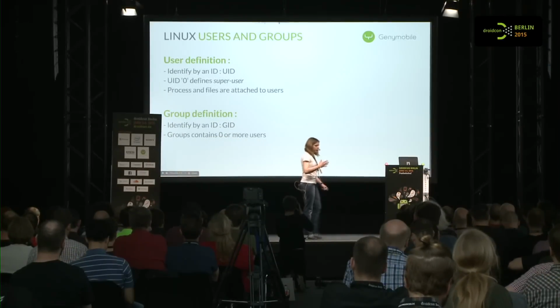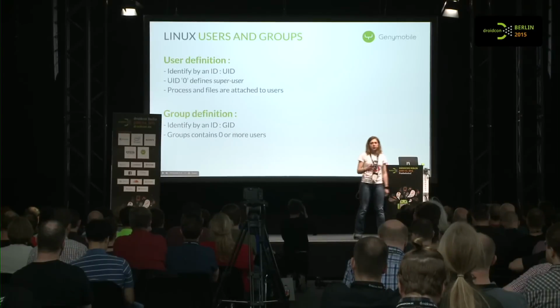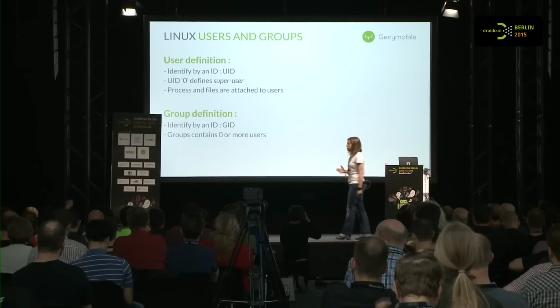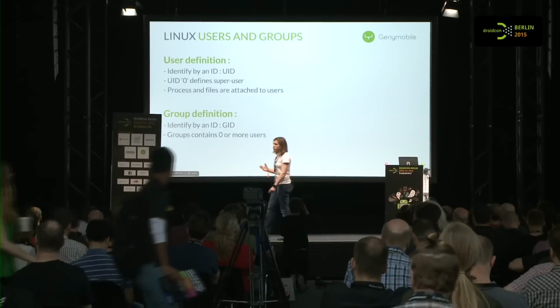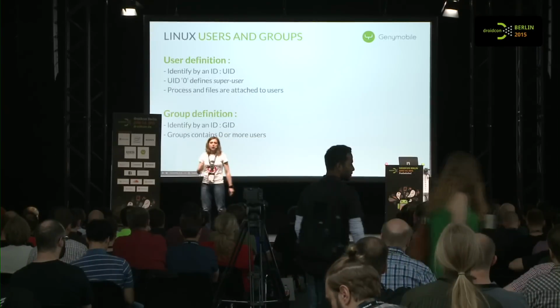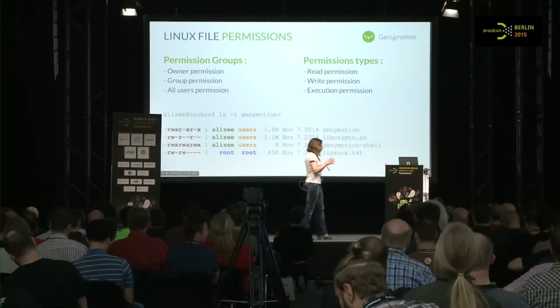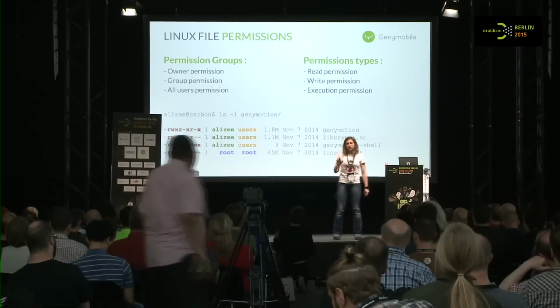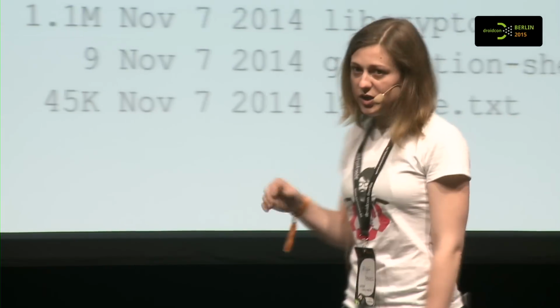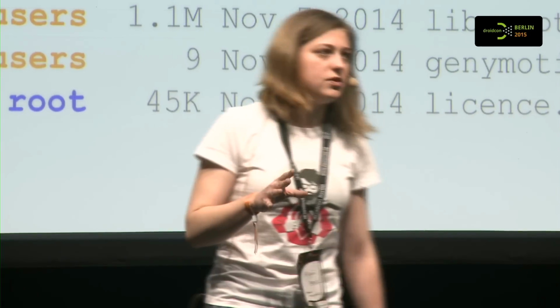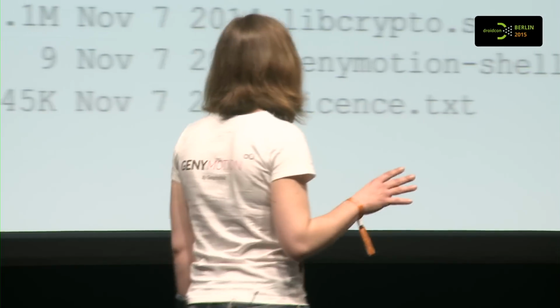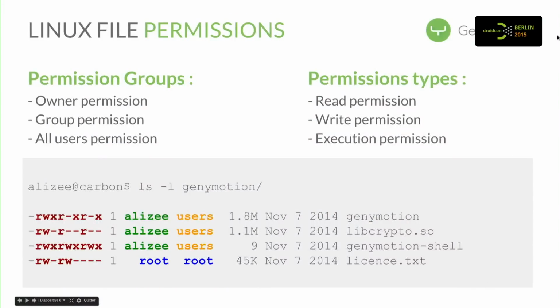One of the main IDs, which is very important, is the zero ID, because it's the super user. And when you're a normal user, you have an ID over 1,000 on Linux, according to the standard. These users and groups give you permissions. These permissions are separated in three kinds of teams for files on the file system: you have the owner permission, the group permission, and the rest of the world permission.